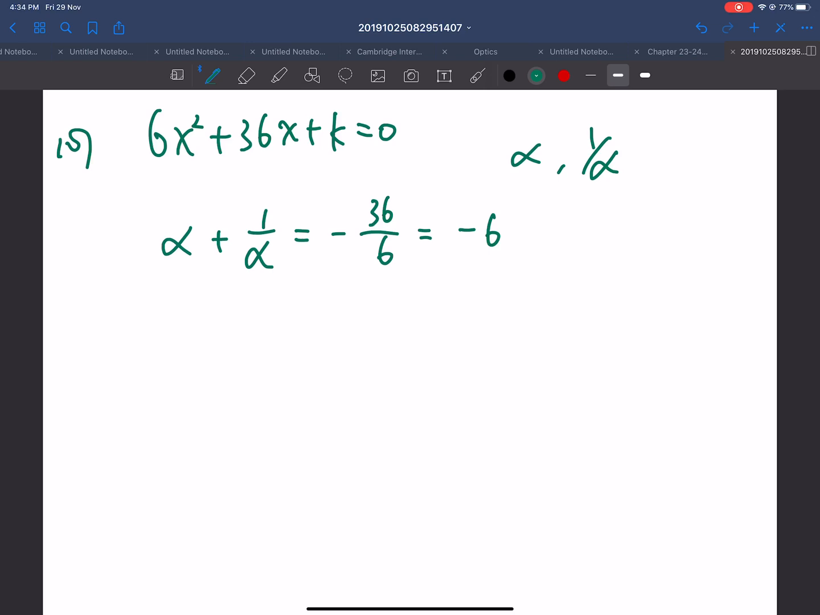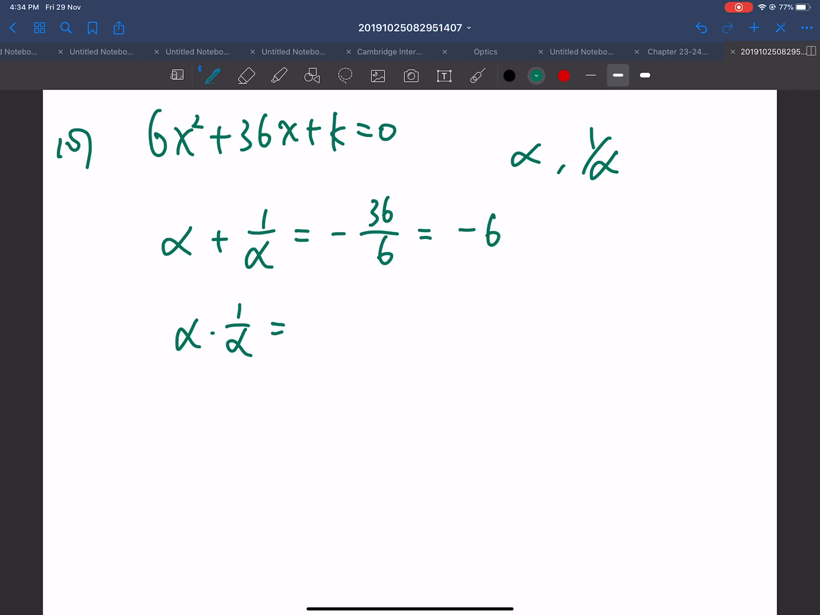Actually, you can find alpha already from this formula. But the question is not asking you to find alpha. It's asking you to find the k. So you use the sum of roots once. How about the product of the roots? That means alpha times 1 over alpha.